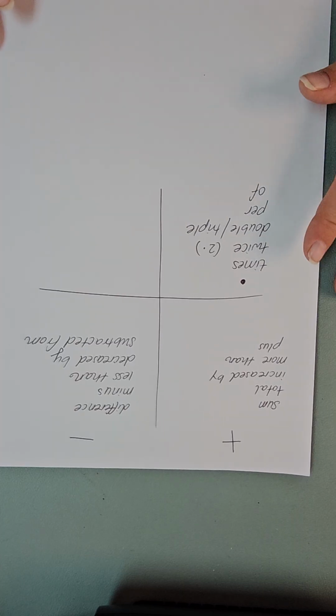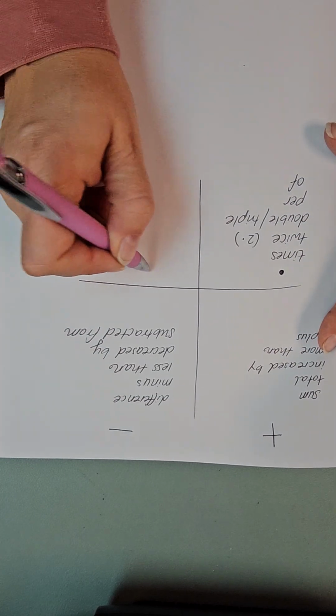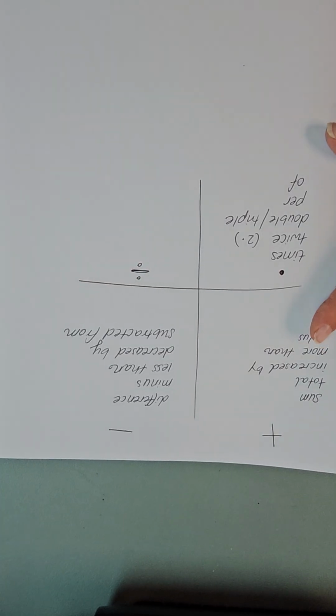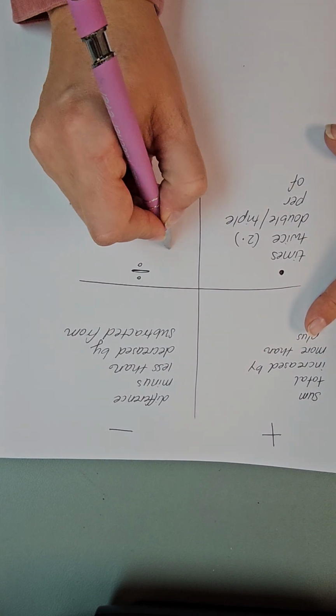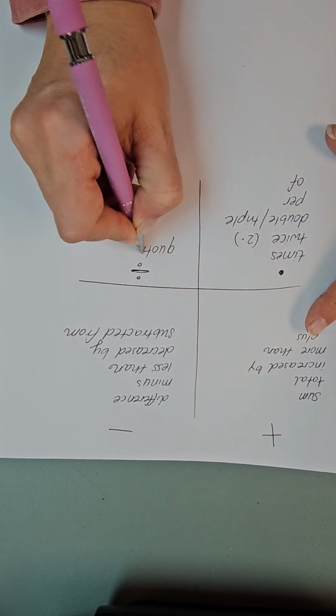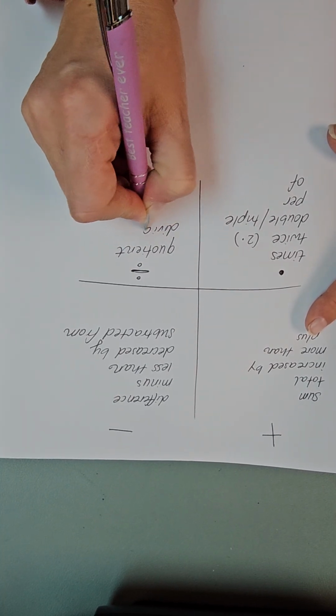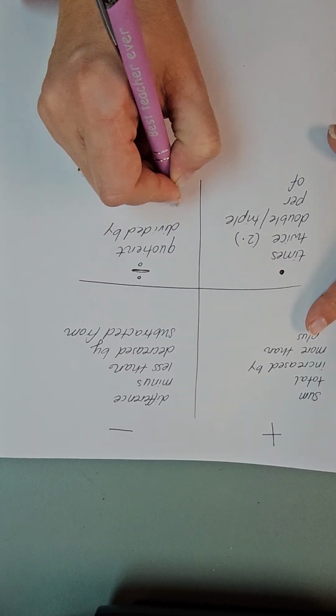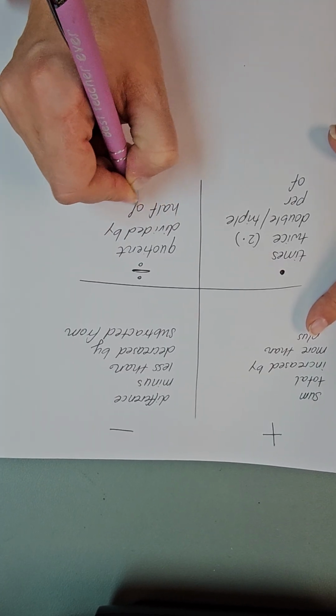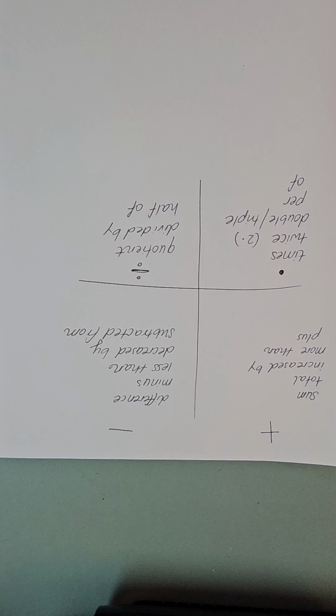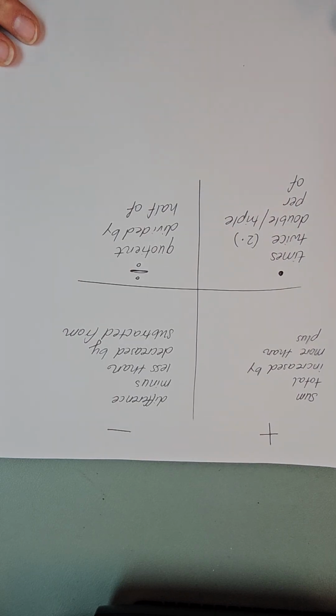Last but not least, we have division. Keywords for division are something like a quotient, or something is divided by, or half of something, right? Those are our keywords for division. So I want you to pause the video, make sure you have all of those words written down, and then we get started on our worksheet.